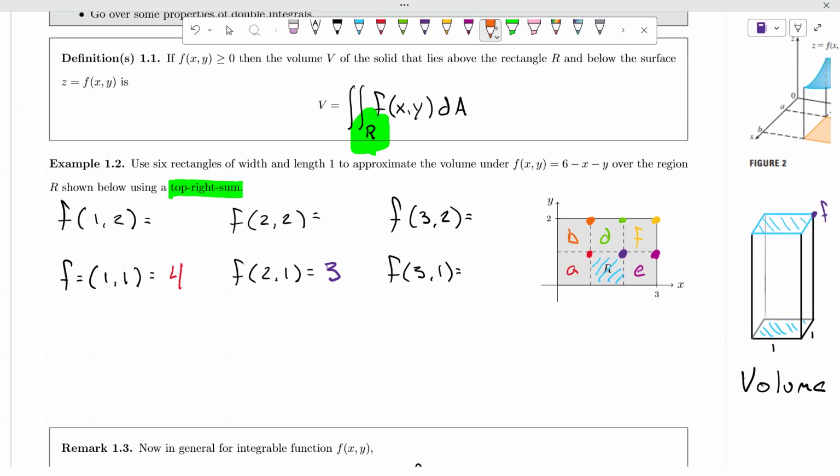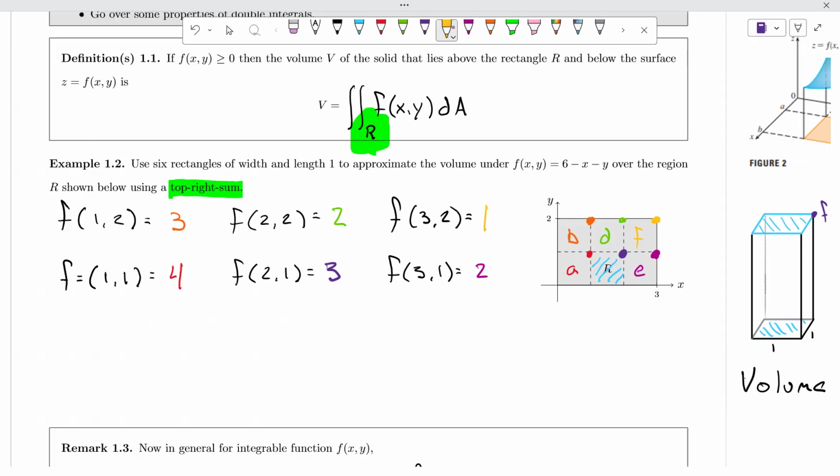To box number B, f of 1, 2: 6 minus 1 minus 2 is 3. Then also 6 minus 2 minus 1, the purple one we said was 3. 6 minus 2 minus 2, the green one, is going to be just 2. Let's go down and do pink. 6 minus 3 minus 1 is also 2. And finally, 6 minus 3 minus 2 is 5. That was yellow. Nope. 6 minus 3 minus 2 is 6 minus 5, which is 1. Yeah, I saw a couple of looks out there.